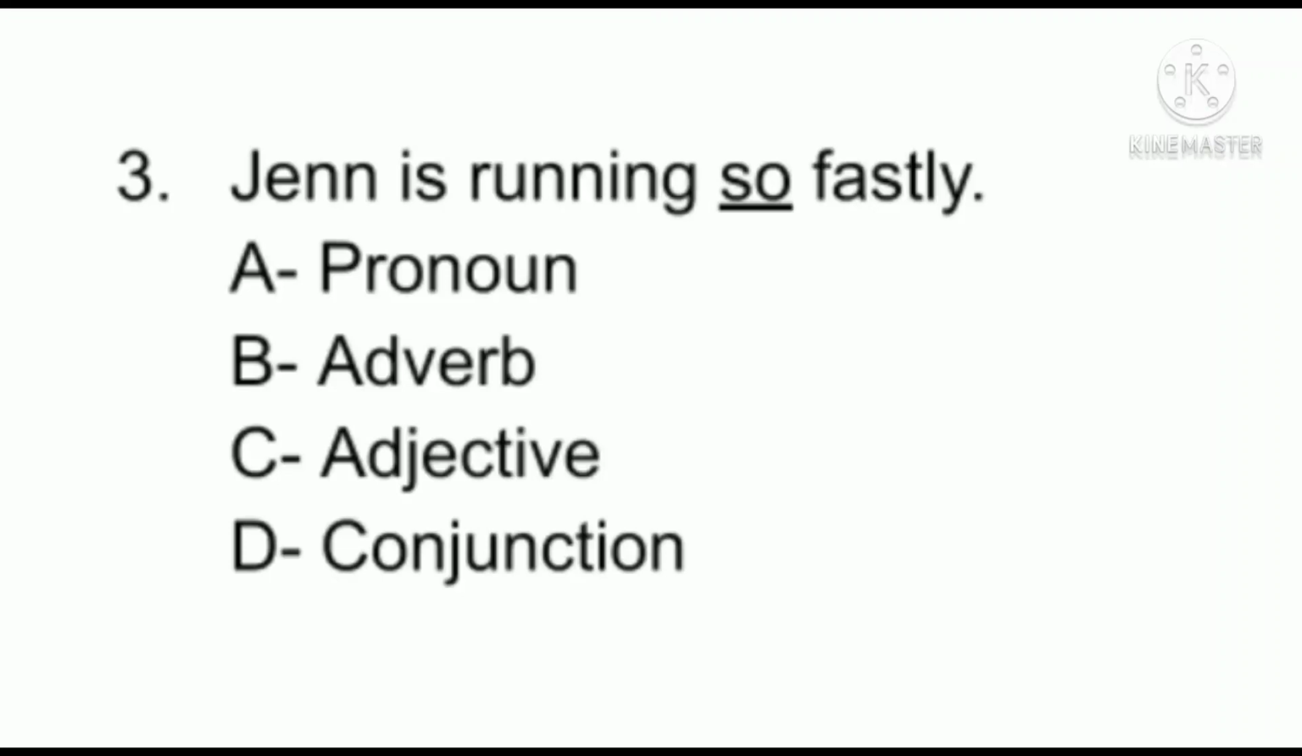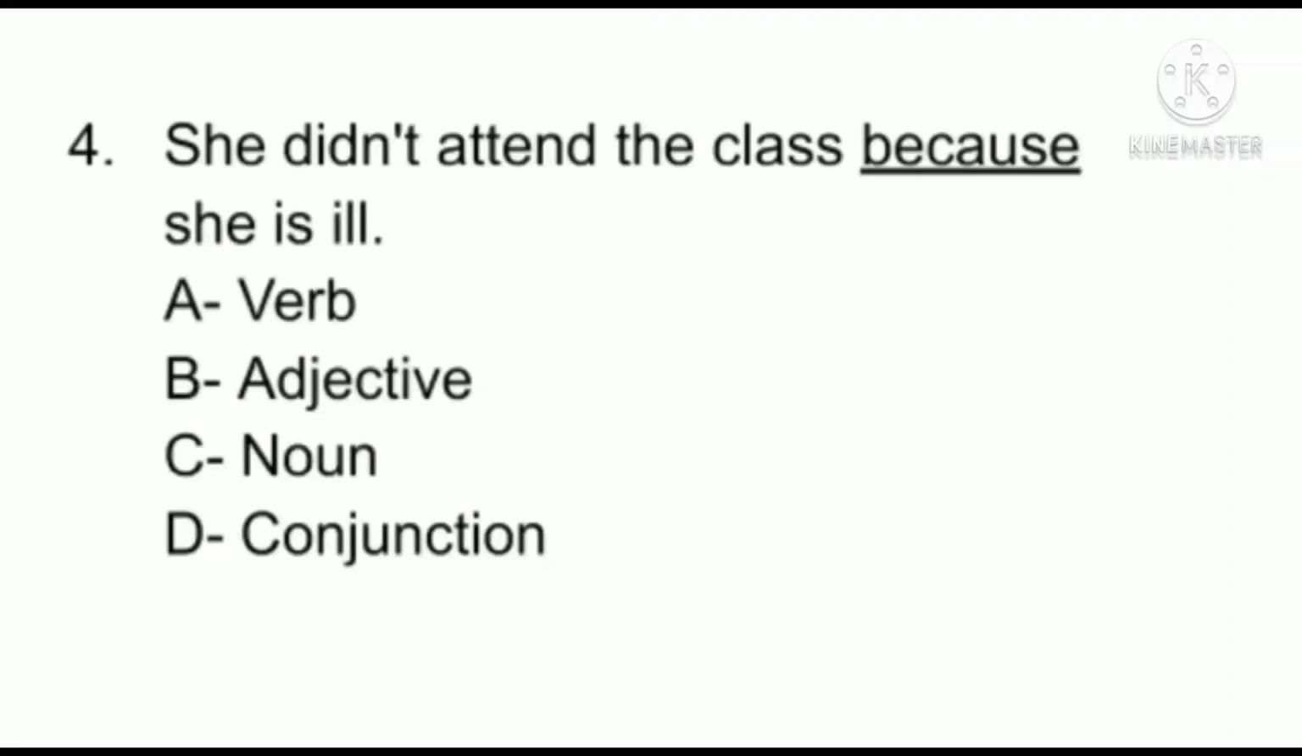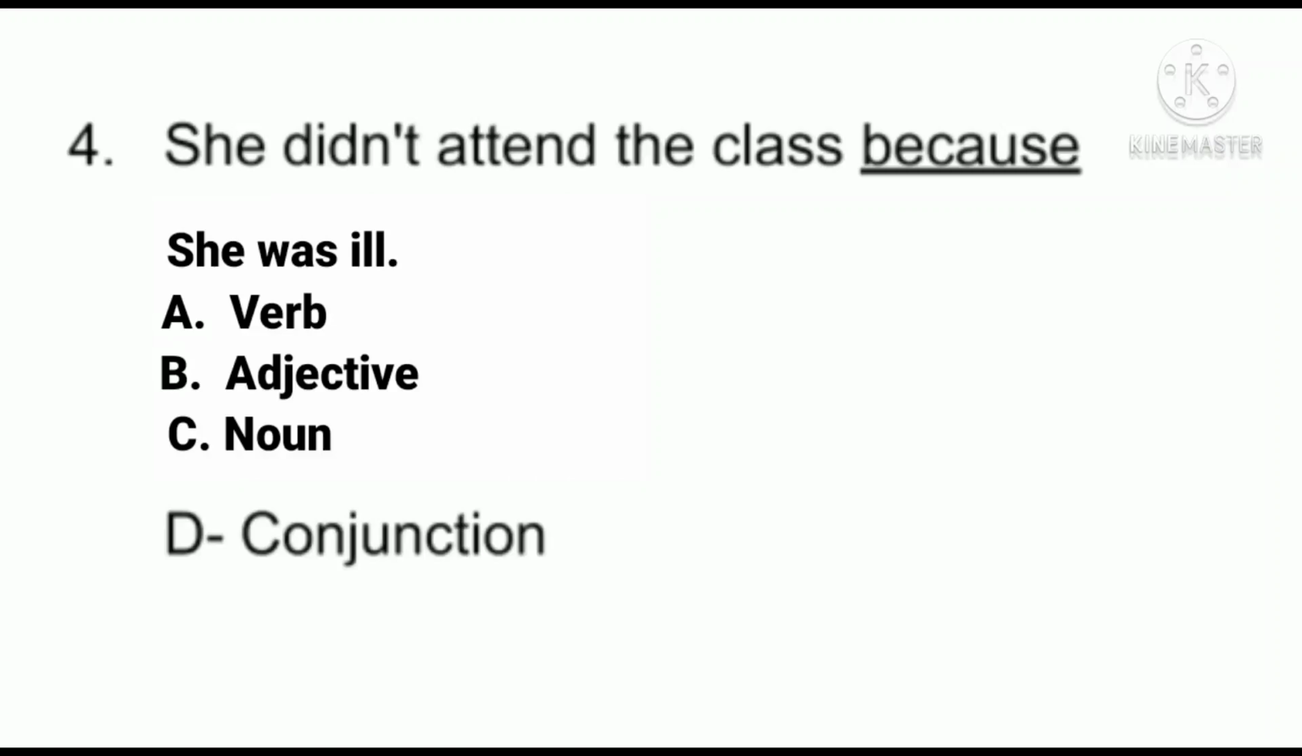And the next question, that is fourth question. She didn't attend the class because she is ill. Here the underlined word is because, and the options are A, verb, B, adjective, C, noun, and lastly D, conjunction. And we are going to write the answer for the underlined word because from these options, and I am giving you 10 seconds of time.